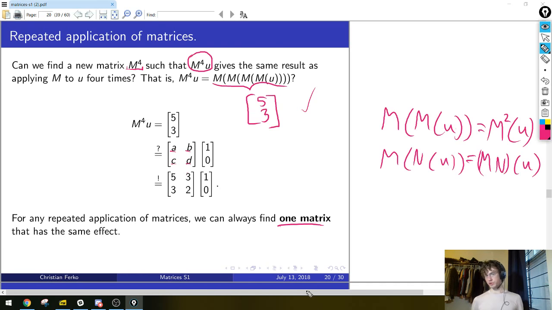And in the next slide, I will show you how to find the elements of that single one-step matrix if you know the elements of the two matrices you're composing.